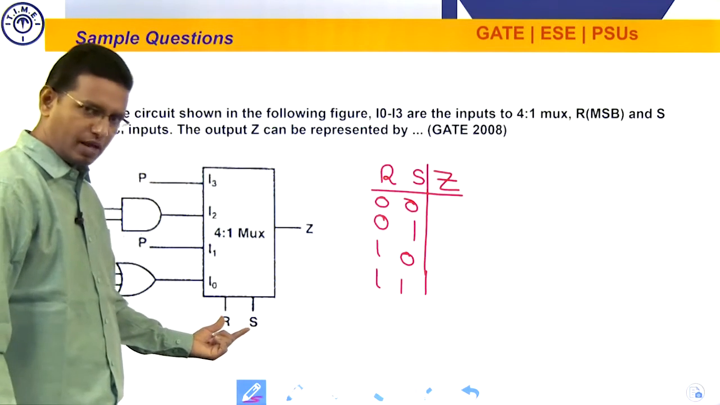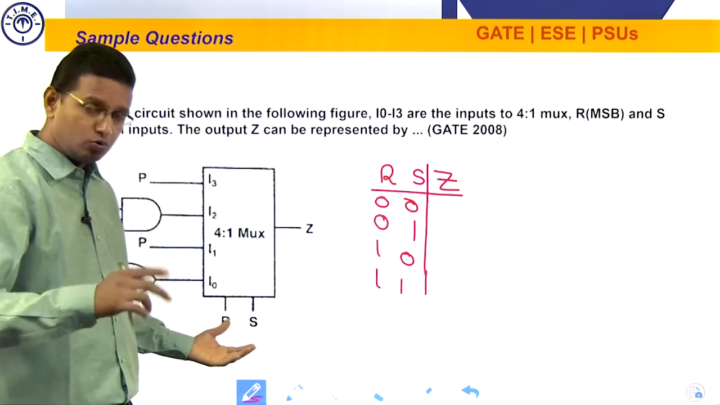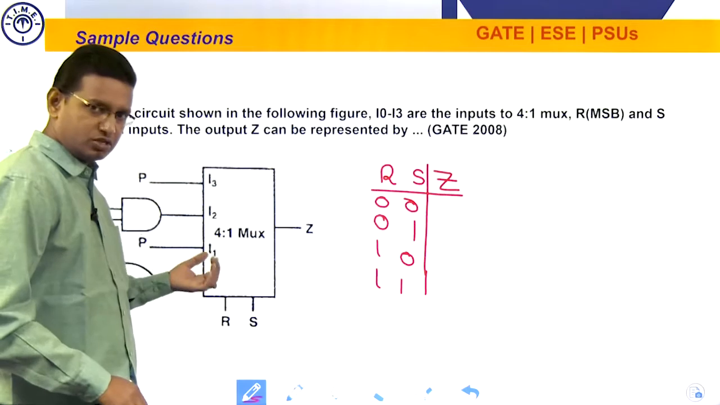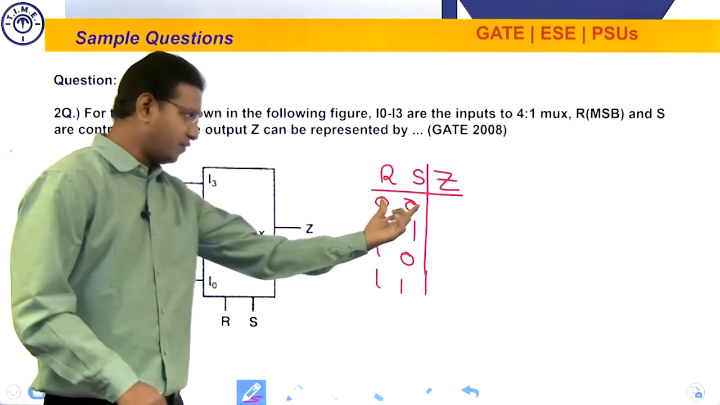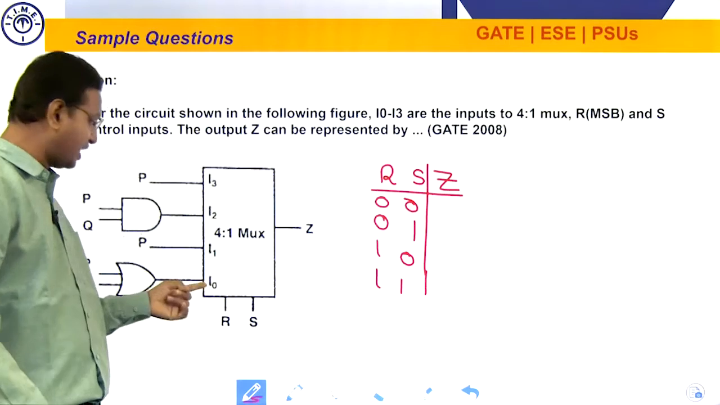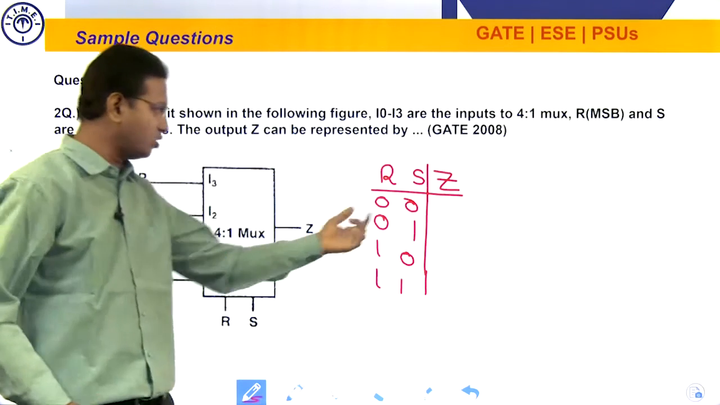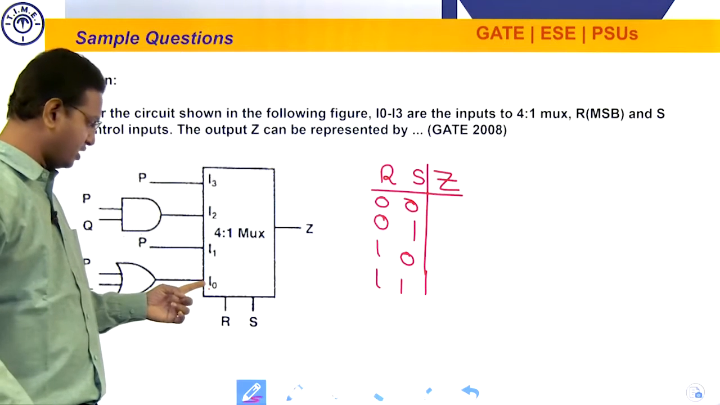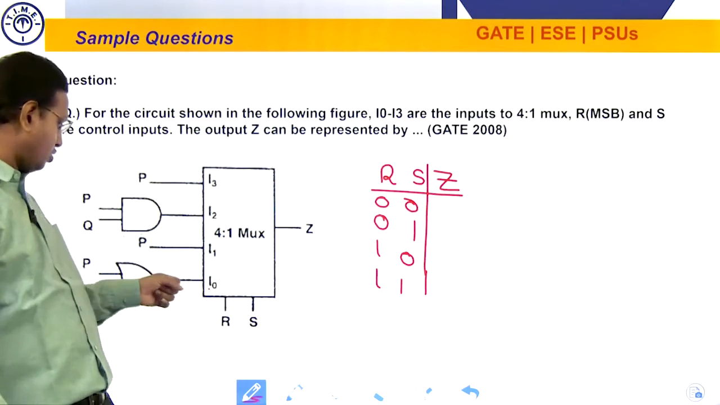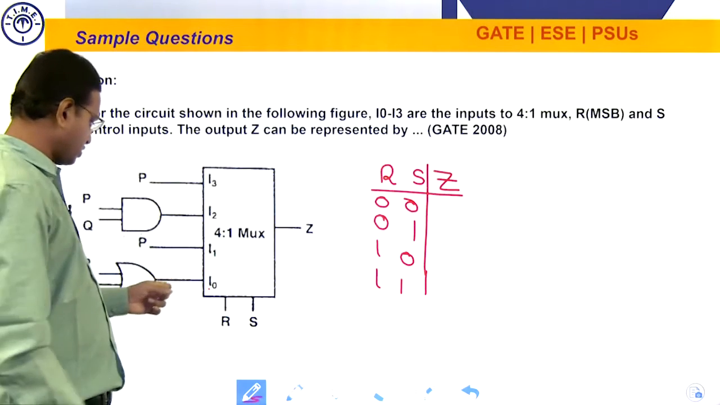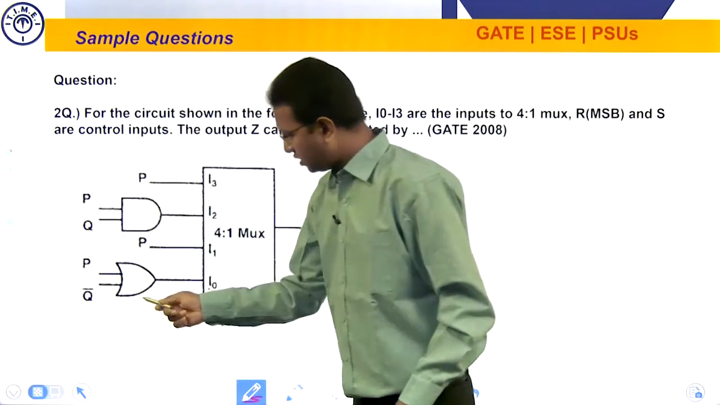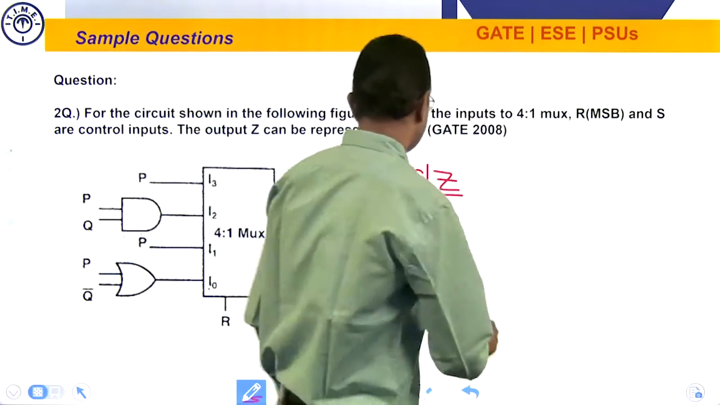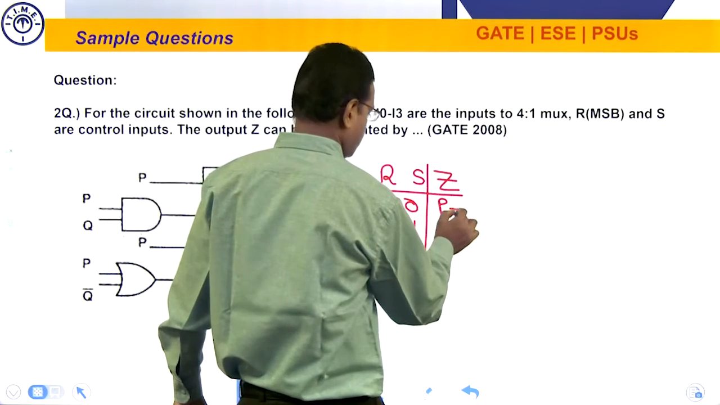Now for 0 0, if you consider the functional block diagram of the mux, there is a many-to-1 switch inside. For the first combination, 0 0, the switch will touch the I0 line, because the decimal value of 0 0 is 0. So Z will be equal to I0, as if there were a short circuit. I0 signal is coming from an OR gate, so the output will be P plus Q bar.